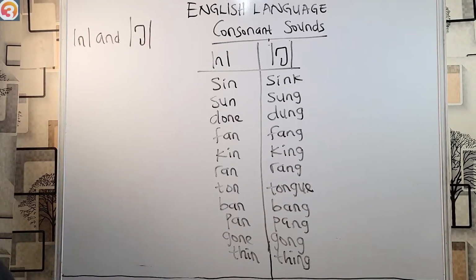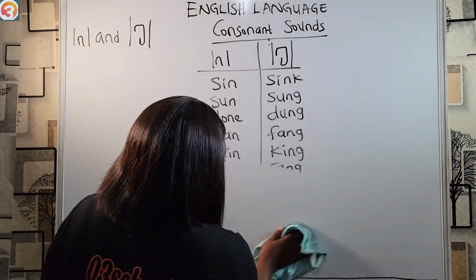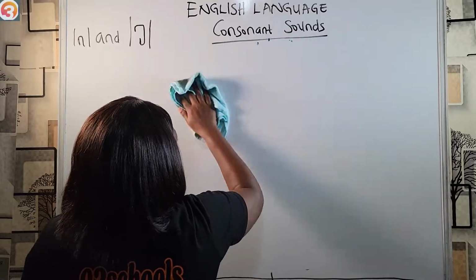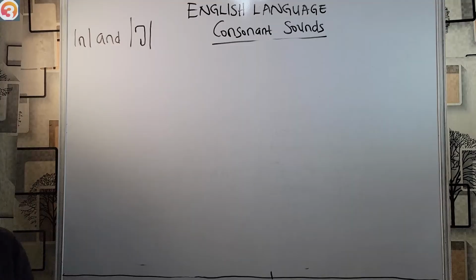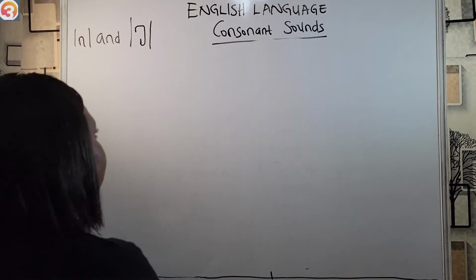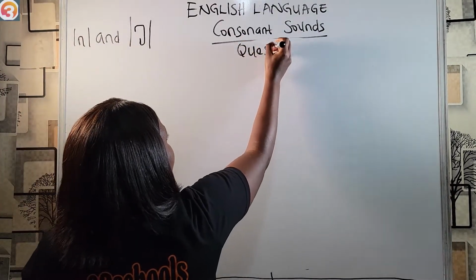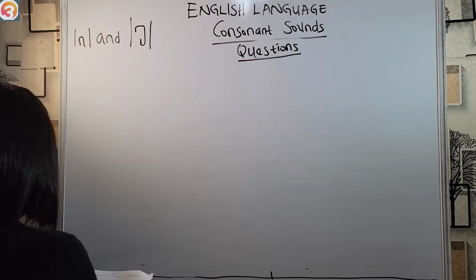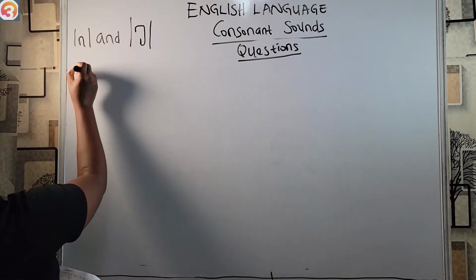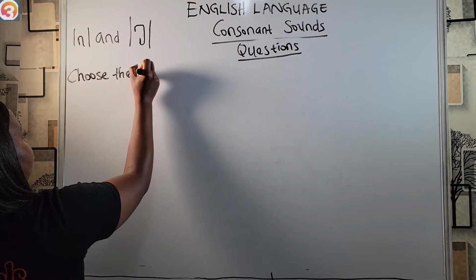Now answer questions on these two sounds that we just looked at. I have questions. Up first, we have choose the word that contains the same sound as the underlined letters.